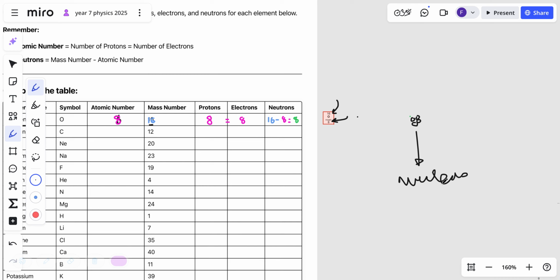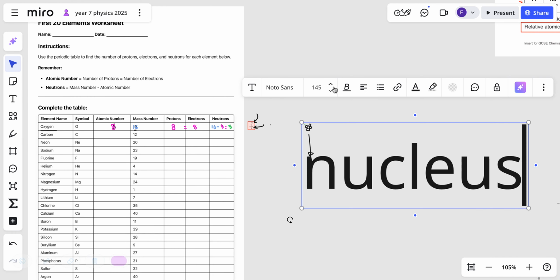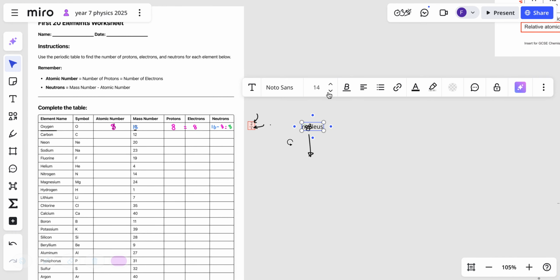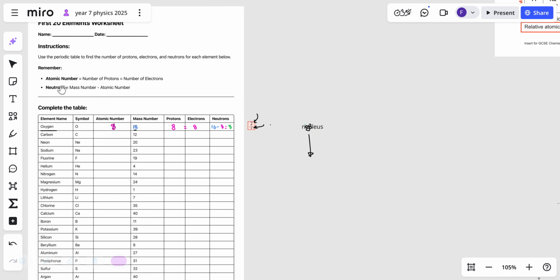My handwriting's disgusting. All right, that's the nucleus. Let me type that. I've got really bad handwriting on this. Let me just get rid of that and type that. Oh dear, that's a bit big. That's the nucleus. Okay, so there's the nucleus.